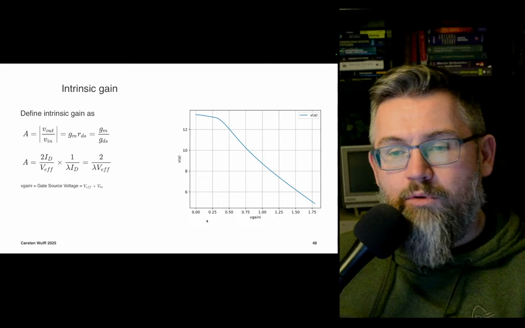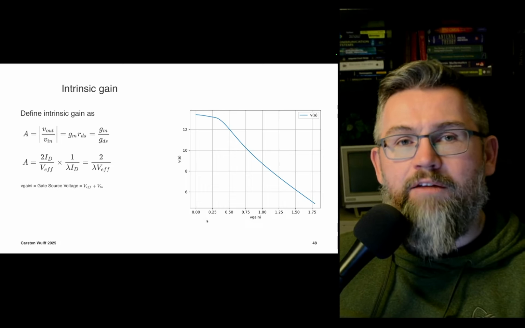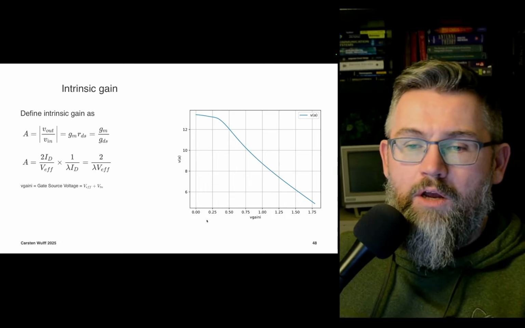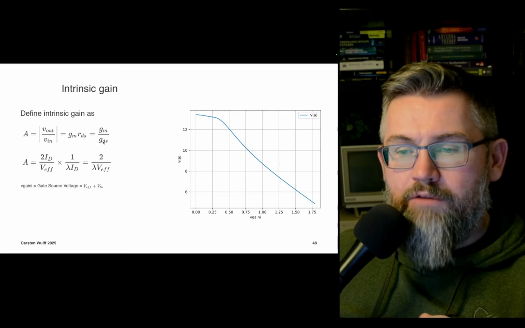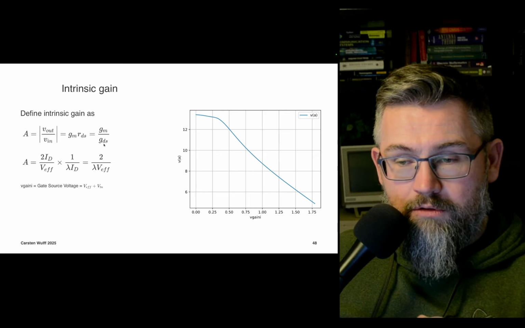And now we can look at what's called the intrinsic gain. So how much bang for the buck can you get from a single transistor? And that's usually given by the transconductance divided by the conductance between source and drain.